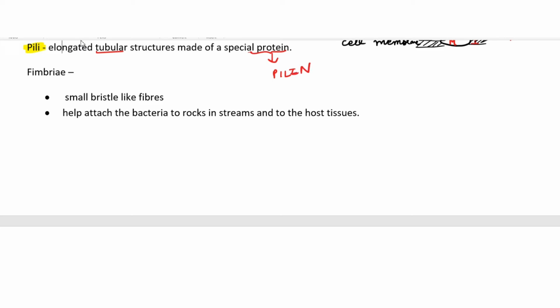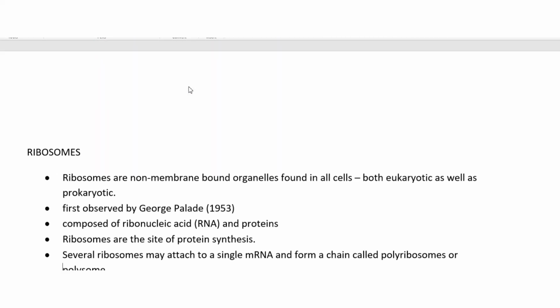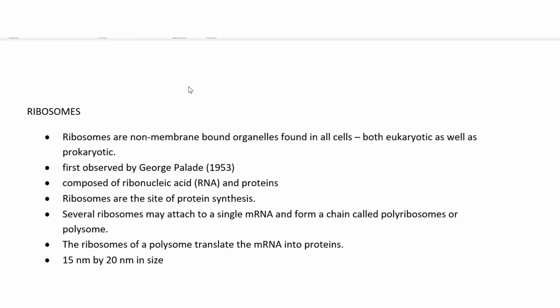Next surface structure is fimbriae. Fimbriae is small, whereas pili was long. Fimbriae is small and bristle-like fibers, an important phrase which gets repeated in the question papers. These fimbriae help in attachment of the bacteria to rocks in streams and to the tissue of the host organism. So these were all about the surface structure of bacteria.